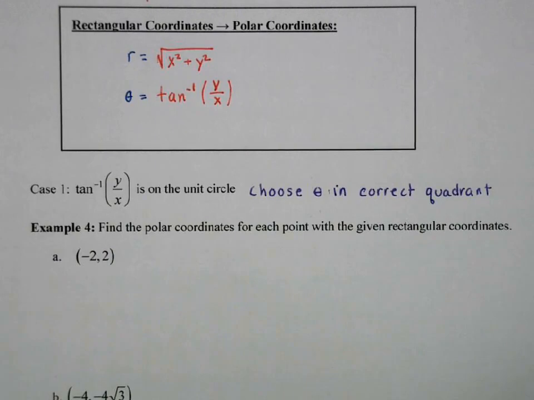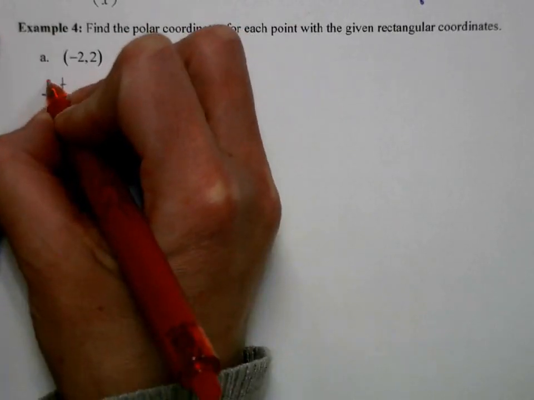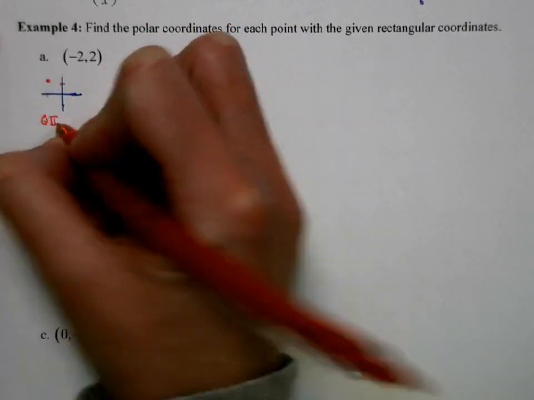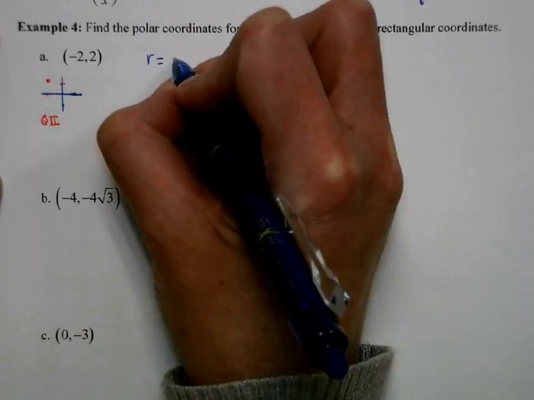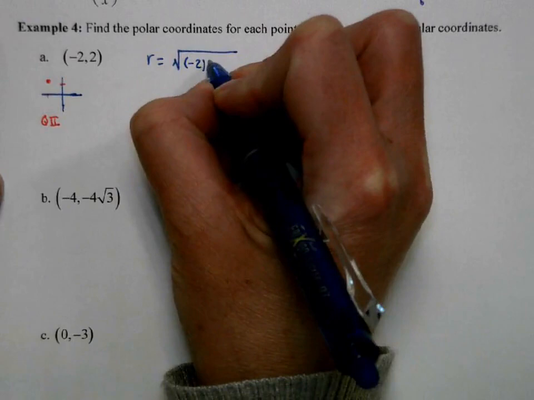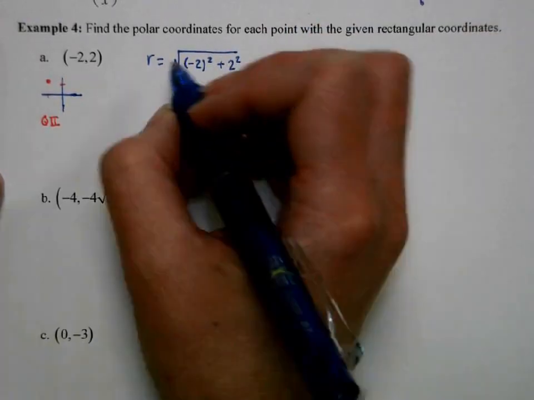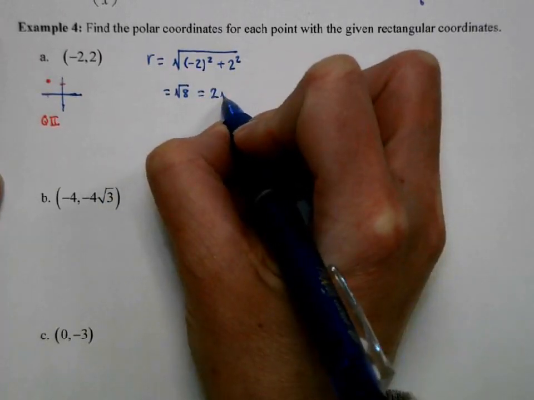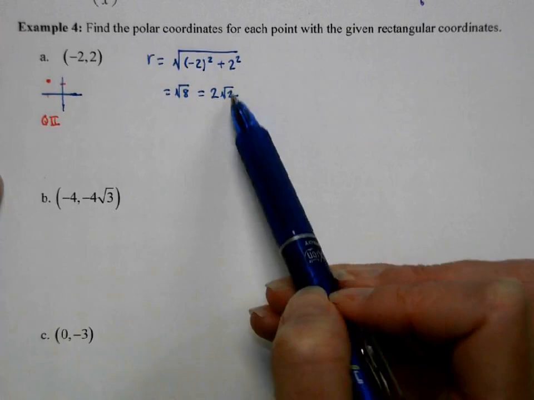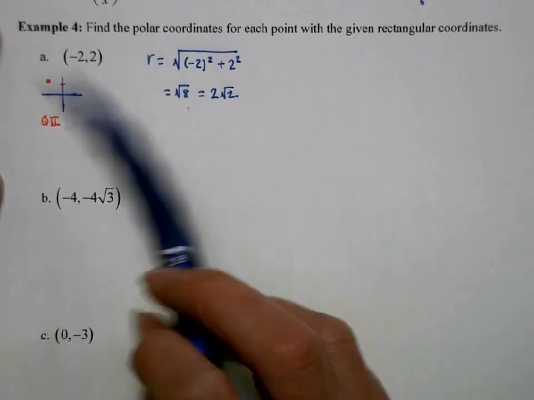So negative 2, 2. If I were to plot that, we're right here in the second quadrant. So let's look at our formulas. R is easy. We're going to have the square root of negative 2 squared plus 2 squared, which is going to be 4 plus 4, or the square root of 8, which can simplify to 2 root 2. Do you need to simplify? Don't know, but I would expect this would be on a multiple choice, so I would be comfortable recognizing either as the correct value here.